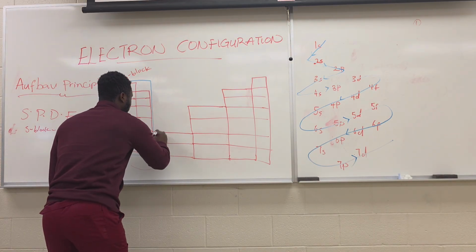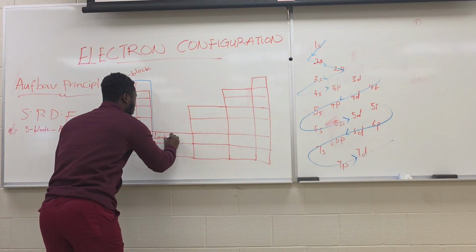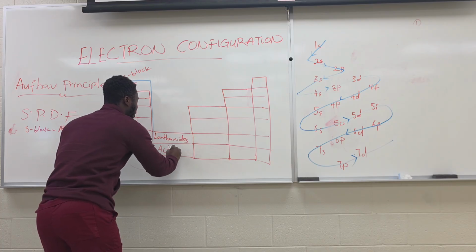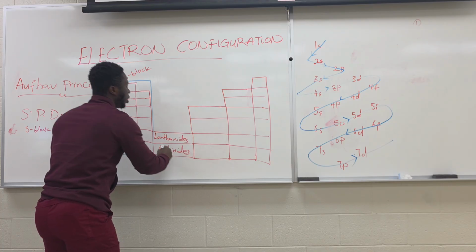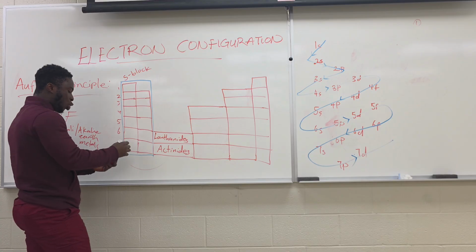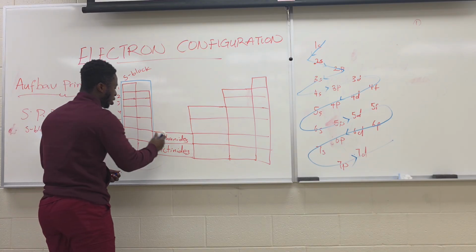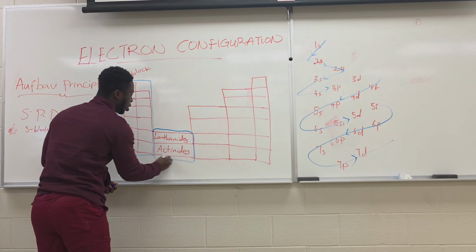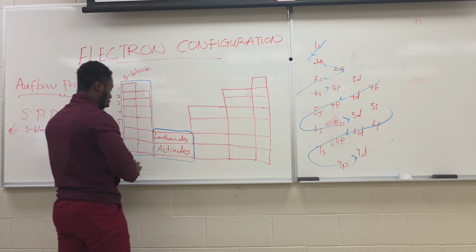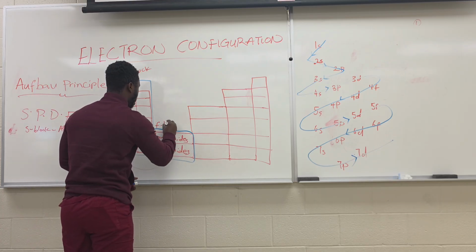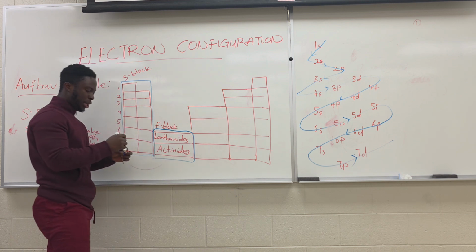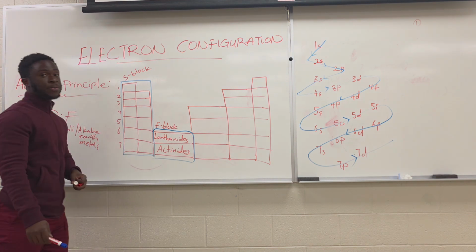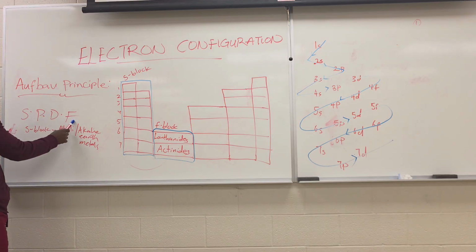So let's say the lanthanides, then actinides. They go over here, right? And those are the F block. The F block, because their valence electron falls in the F orbital.